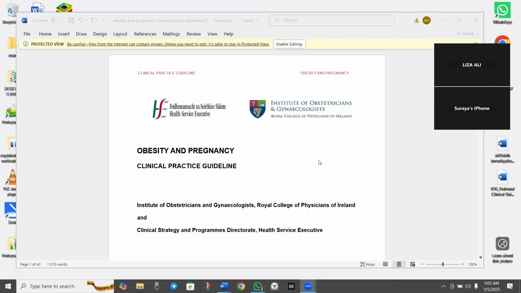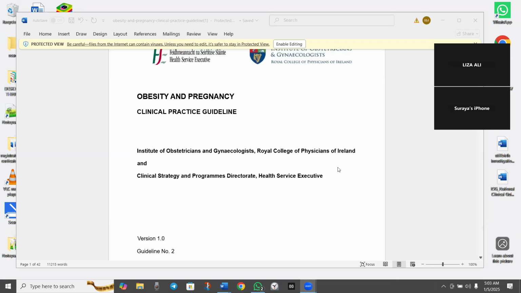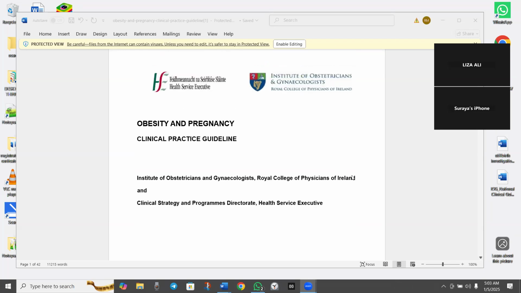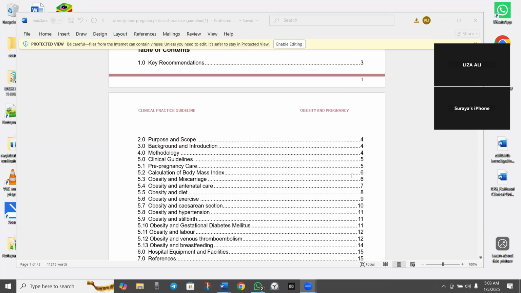Bismillahirrahmanirrahim. Today we are having obesity and pregnancy, the theory part. This is their guideline, we are going to show it. So in the theory part, there's obesity and pregnancy. What we have to do.